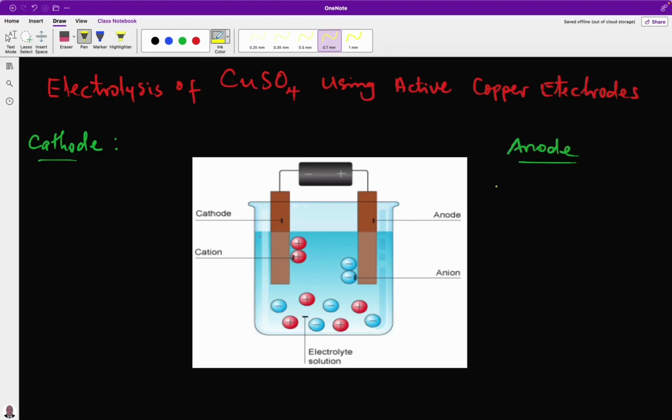Now the two electrodes, the cathode and the anode, are all made of copper. All the two electrodes here are made of copper. All of them are copper. But what is going to happen here?